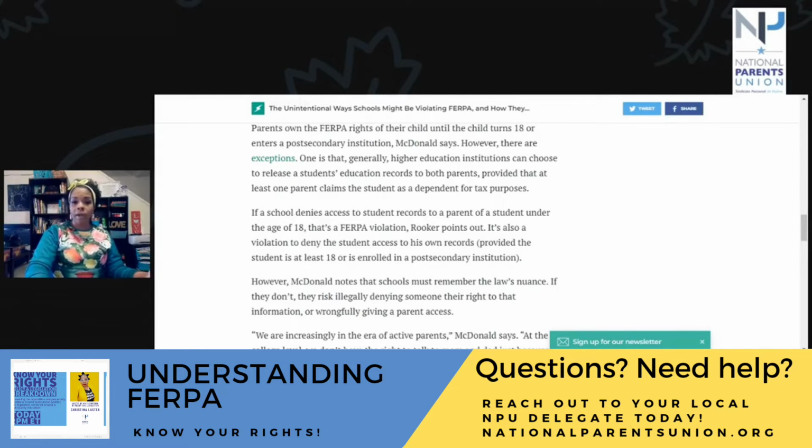Parents own the FERPA rights of their child until the child turns 18 or enters a post-secondary institution. There are exceptions. Remember I told you to pay attention to those exceptions. I want you to know, fully understand, and be well-informed around your rights. Activate them, ask questions, and make sure that you have a copy of any disclosures or authorizations to disclose information that you may have signed.